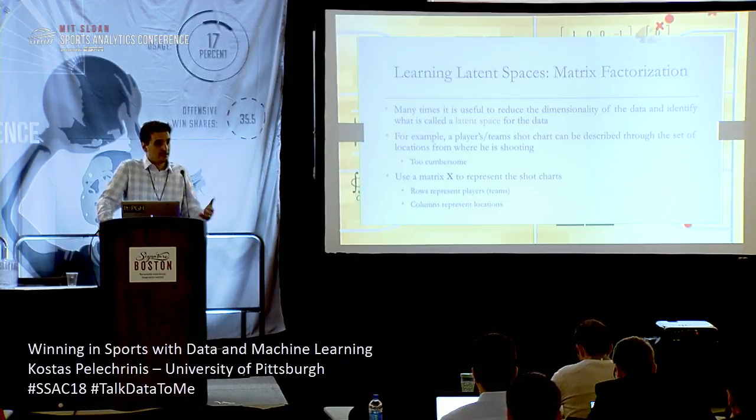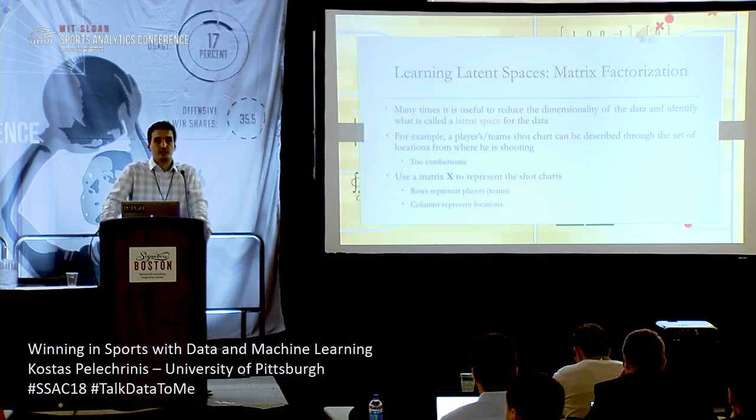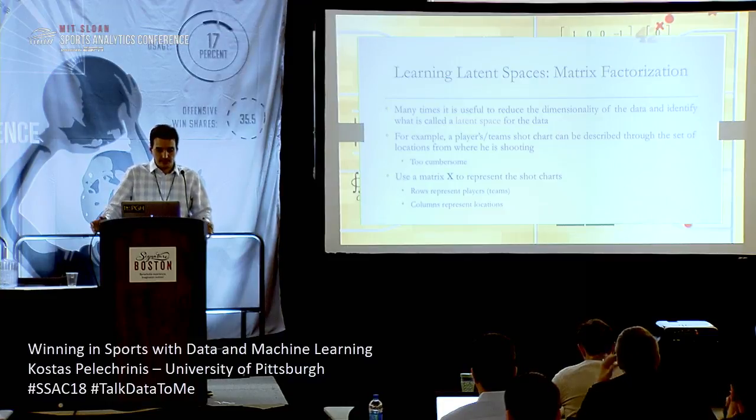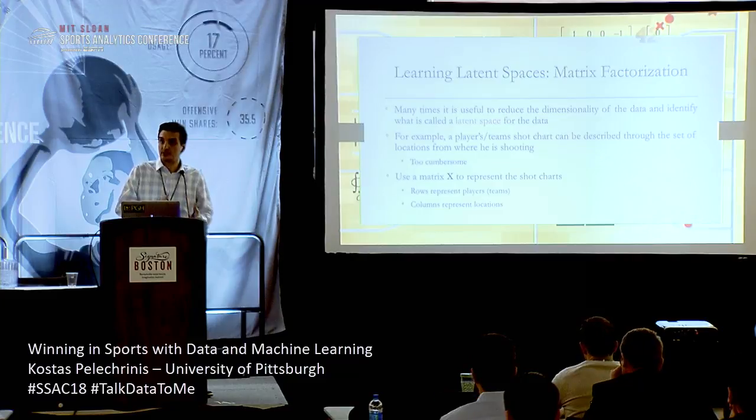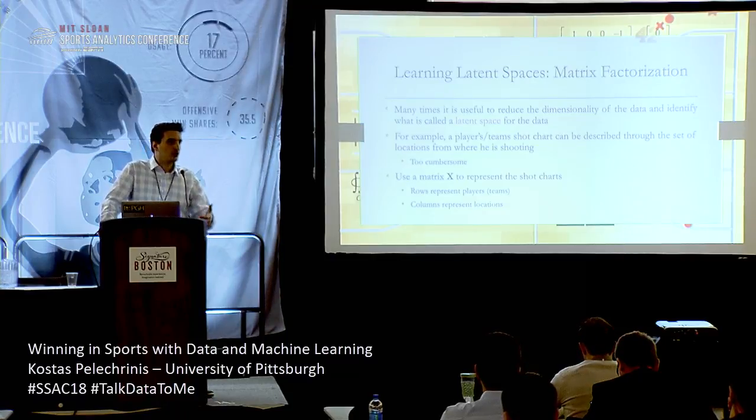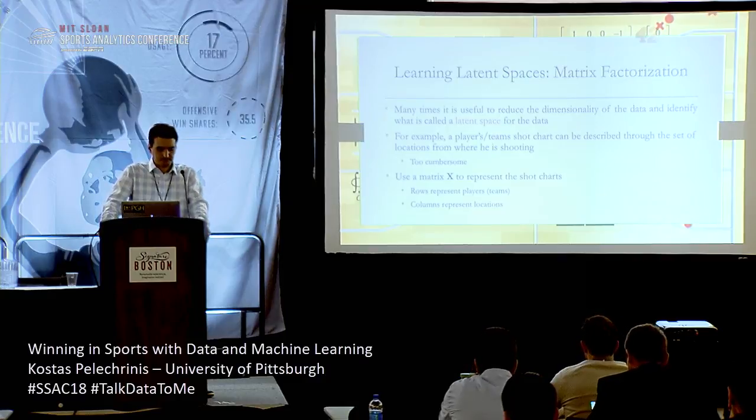The reason that these types of methods were introduced was basically to reduce the dimensionality of the data. You can imagine that you have some entity that you describe through a vector with 100 dimensions, and you want to find a more compact representation of this entity, right? This more compact representation is called, in the terminology of machine learning, a latent space for this data.